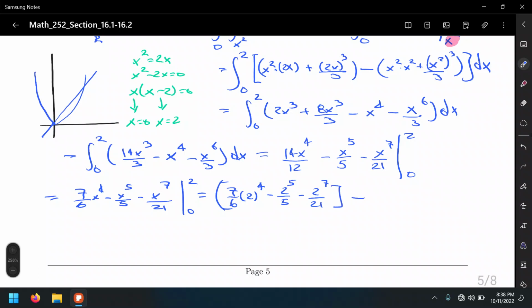minus, well, do we agree that if we plug in a 0 to all these three terms, it's just going to go 0? Okay, big 0. And after simplifying this madness, this should be 216 over 35. Right?